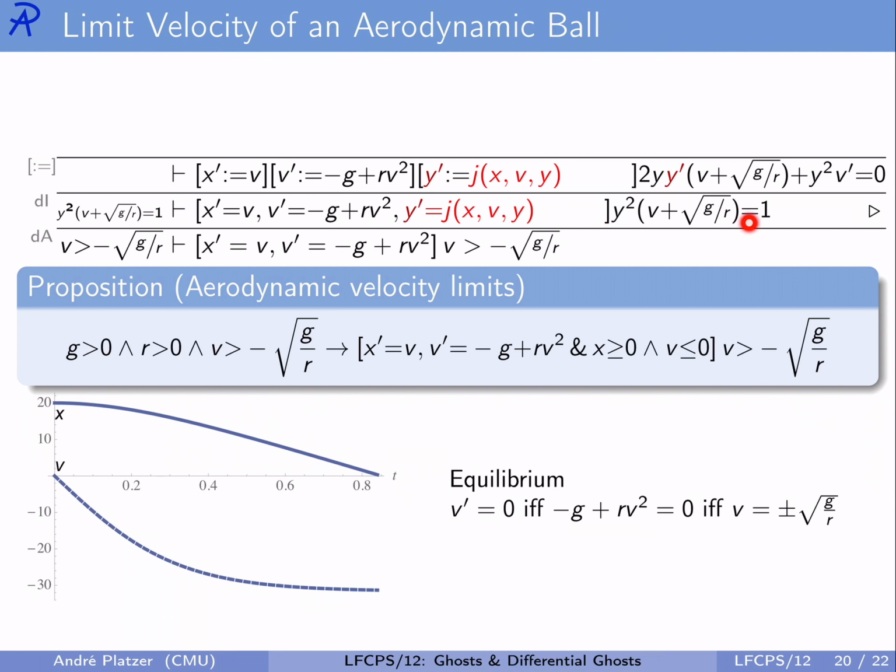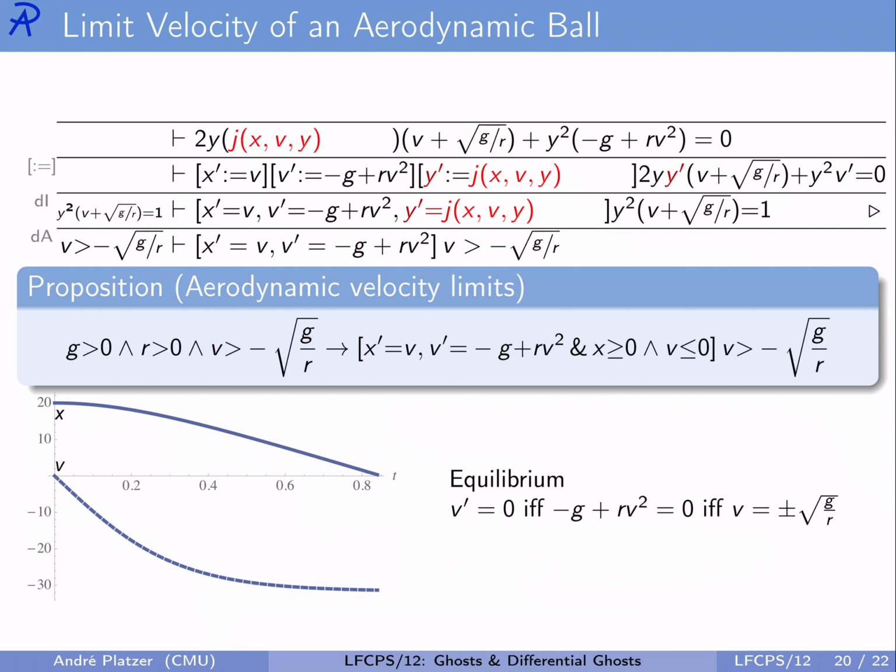Take the differential of the post condition, which is 2yy prime times whatever we got here, plus y squared, and the differential of this, that's the constant, so that's just v prime. Well, v prime we do know, y prime we don't know. Let's plug this in. That's 2y prime. Well, that doesn't have a value that we're using substitute ghosts. We only know that it's going to be some function of x and v and y. The rest stays, but the v prime we do know. The v prime is here that we're plugging in. So it gives us minus g plus rv squared.